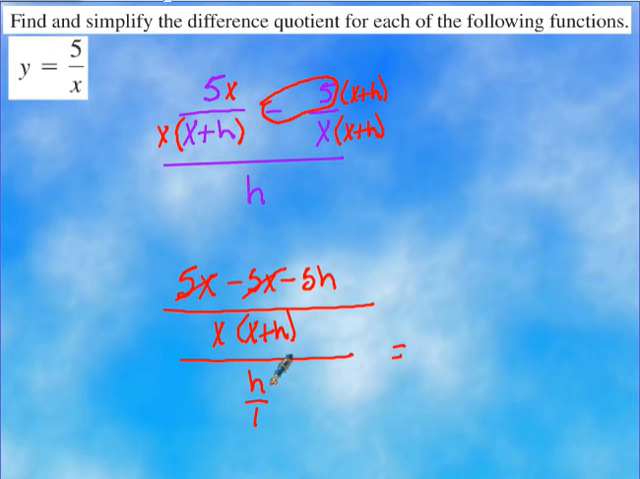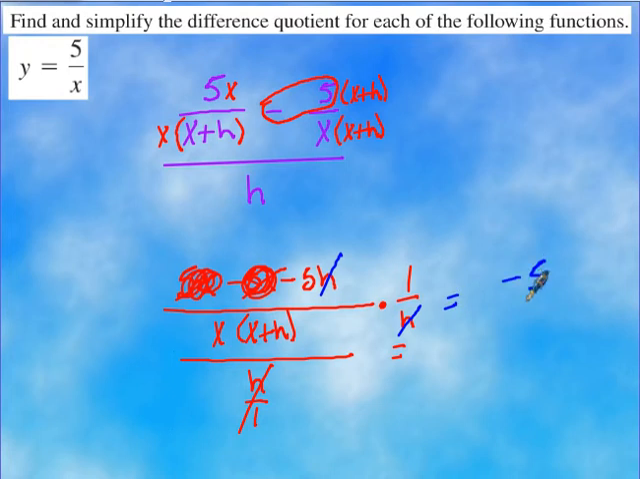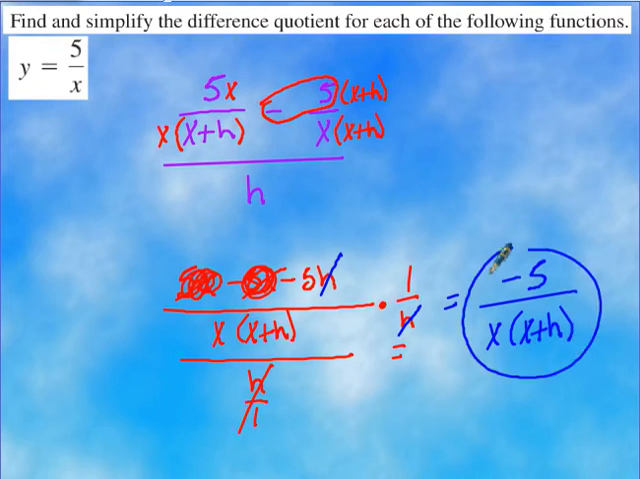In order to divide, we flip and multiply, so I'm going to save myself a step. I'm going to come out here, I'm going to mark this out. To divide by h over 1, I'm going to multiply by 1 over h. Again, these are already gone. My h's now will also cancel. And it leaves me with negative 5 over x times x plus h. That is the difference quotient. That's the cleaned up version of the difference quotient.